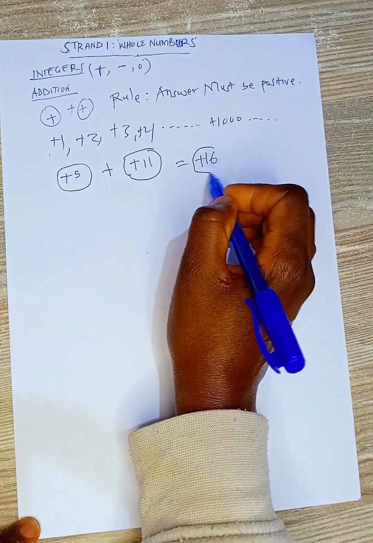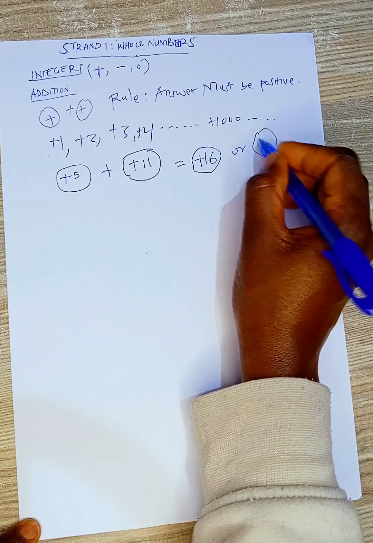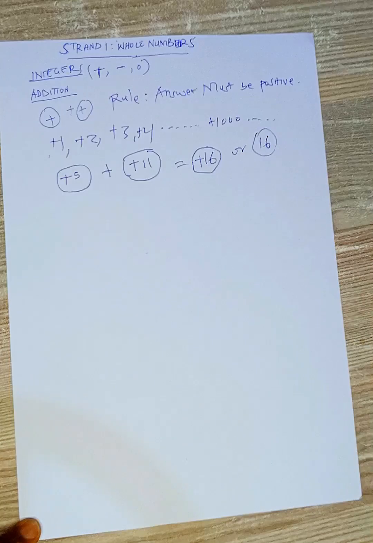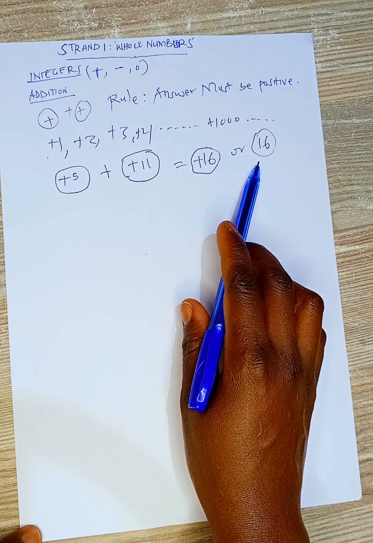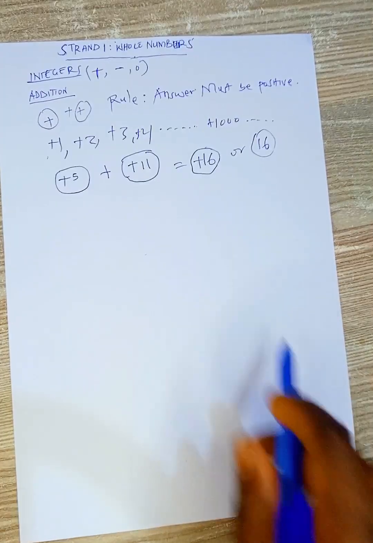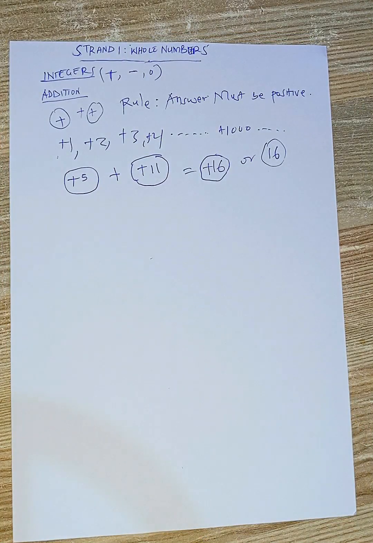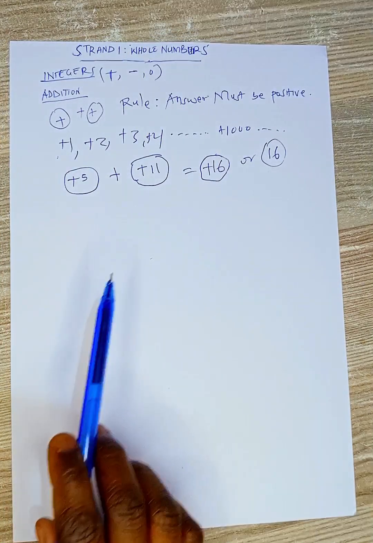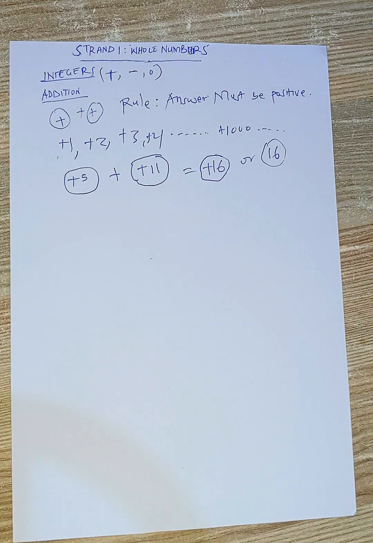Okay, and positive 16 or just 16 plain is the same. When you write this as an answer, the teacher always assumes that it is positive. That is why you have not indicated the sign. Okay, so that is it. When you add a positive integer to a positive integer, the answer is always positive. There's an example there.